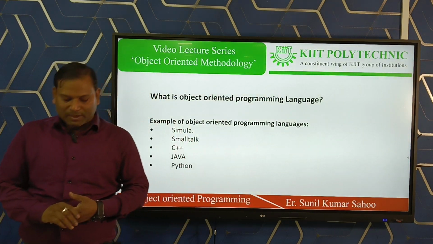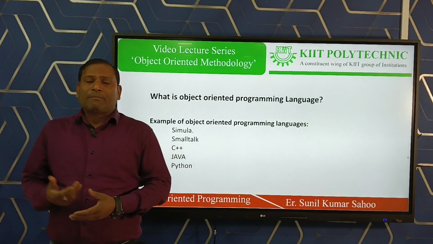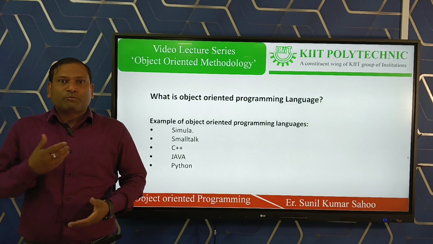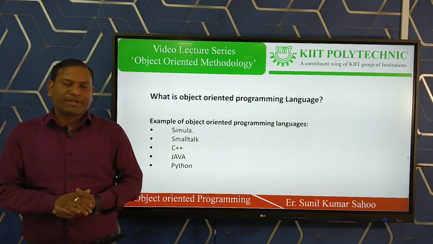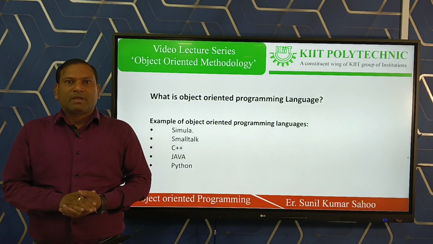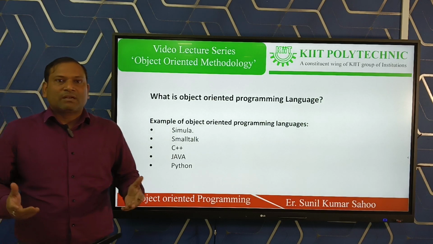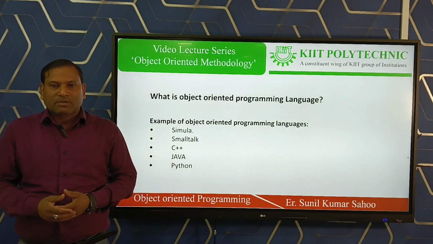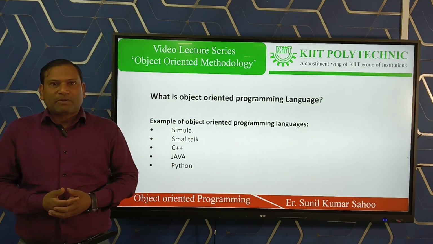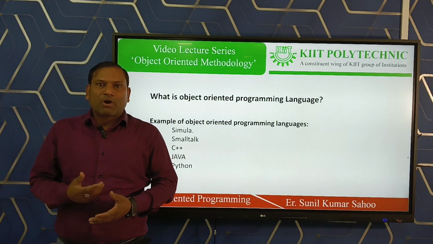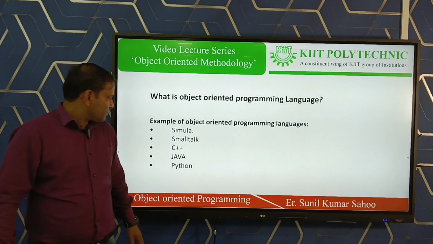What is object oriented programming language? Object oriented programming language is a program paradigm which provides object based features along with inheritance, polymorphism and data binding, right? Which are object oriented programming languages? Nowadays Python, Java, C++, Simula, Smalltalk, these are the object oriented programming languages.